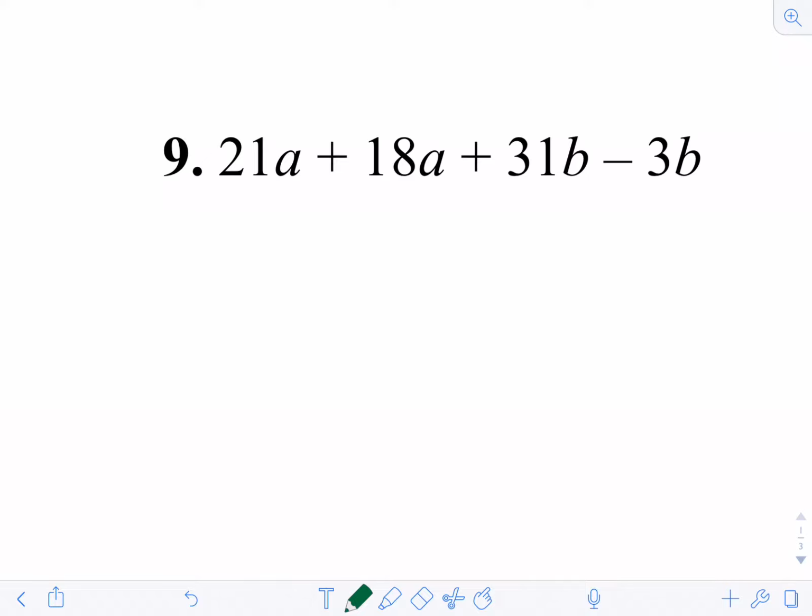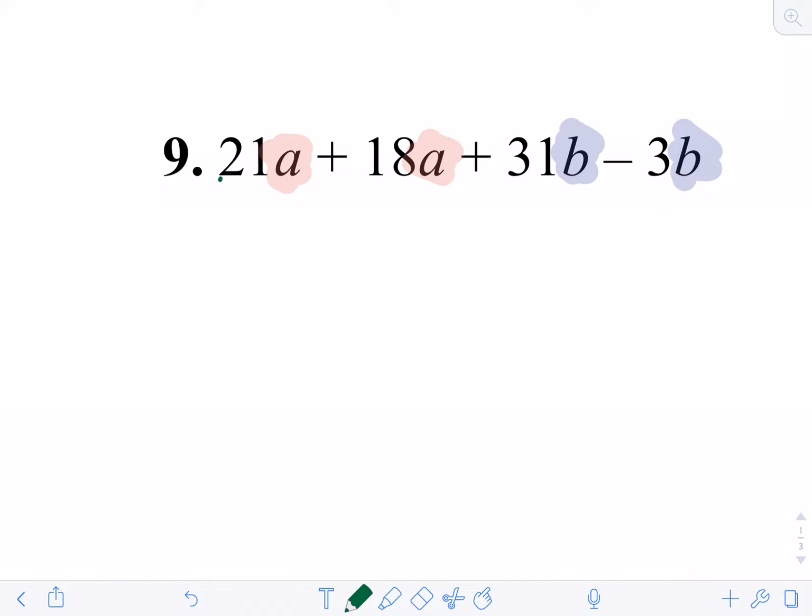Alright, last one like this, number 9. So I have 21a, so I'm going to highlight a, plus 18a, I'm going to highlight my a. Then I have plus 31b, that's a different letter, or different term, so I'm going to go ahead and highlight that, minus 3b. So I'm going to go ahead and highlight my b.